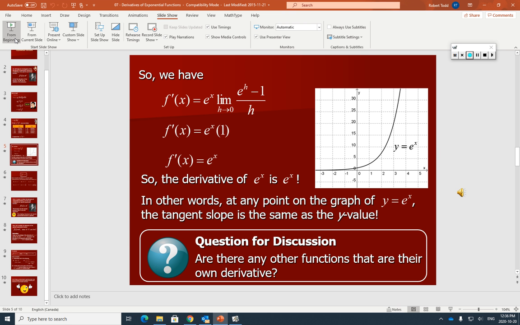Blah, blah, blah, blah, blah. You can blah, blah, blah all the way through all that and go, hang on. So the derivative of e to the x is e to the x? Yeah, that's what I've covered so far in this lesson.